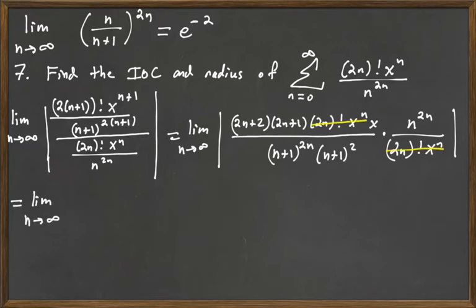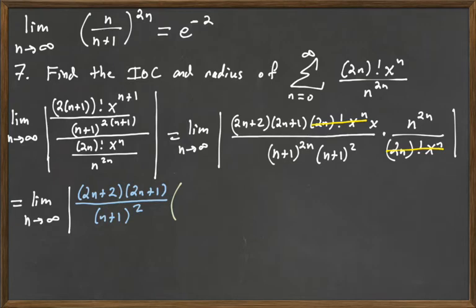And then we're going to play the absorbing game. So 2n factorial x to the n's absorb, and then we're going to go ahead and group the 2n plus 2 and the 2n plus 1 with the n plus 1 squared, okay? So that's just going to be a trinomial over a trinomial, and they're both going to be degree 2, so it's going to have a horizontal asymptote of 4.